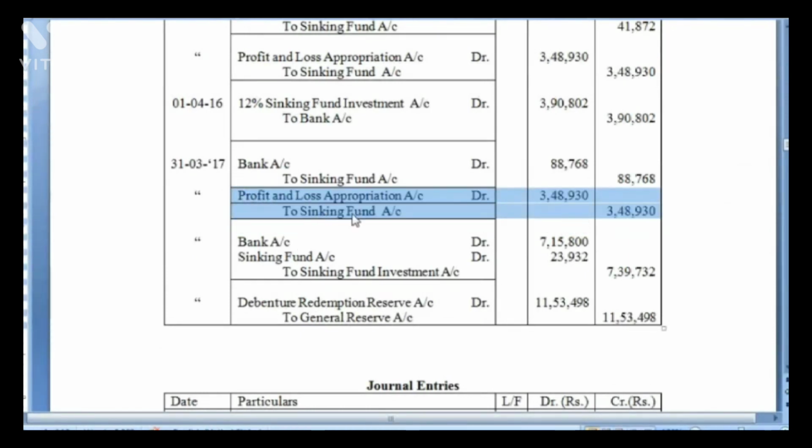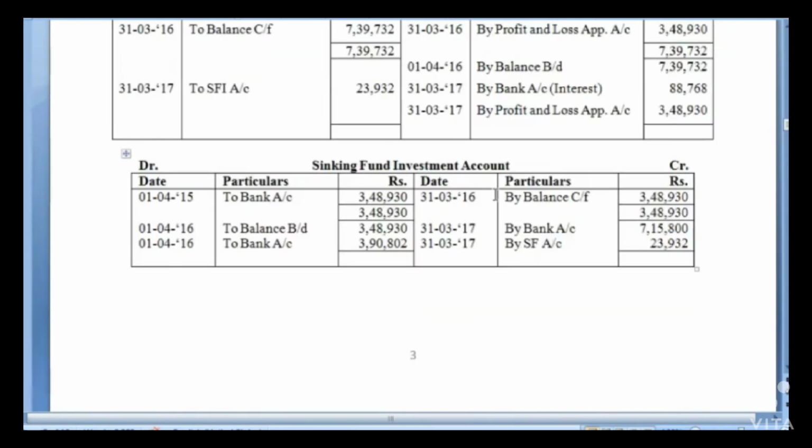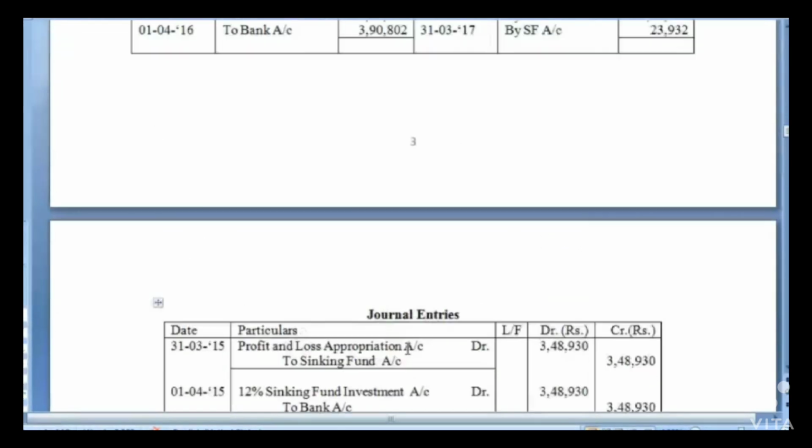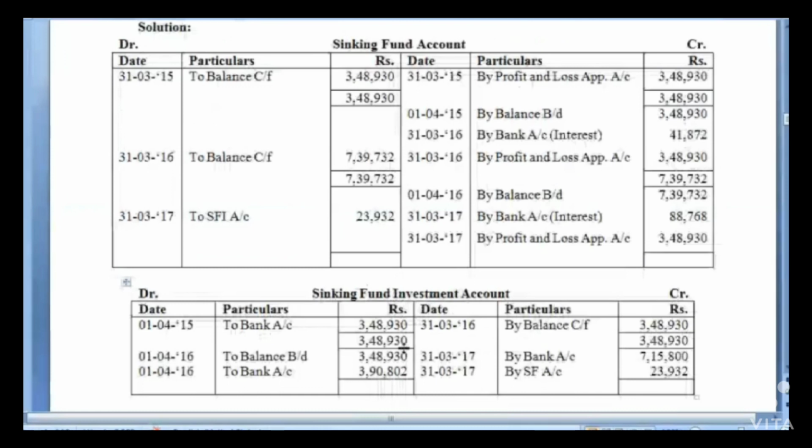Profit and loss appropriation account debited to sinking fund account, and the same is transfer here. Profit and loss appropriation to sinking fund account. Okay, then after you sold out your sinking fund વેચી કાઢ્યા છે, no profit આવ્યો. Okay, and after that પછી શું કરવાનું છે?